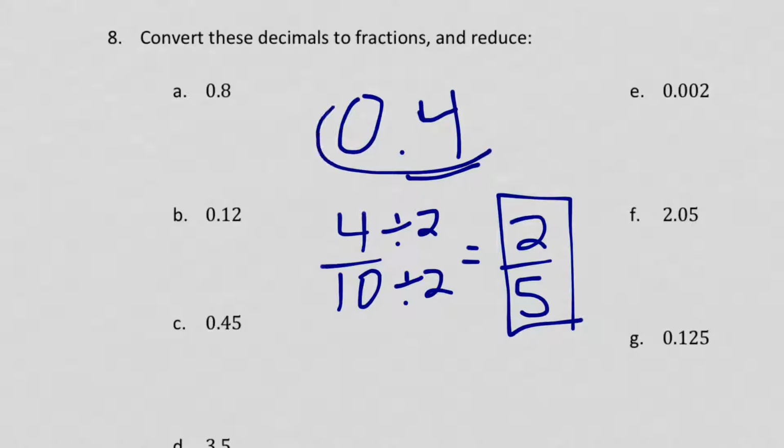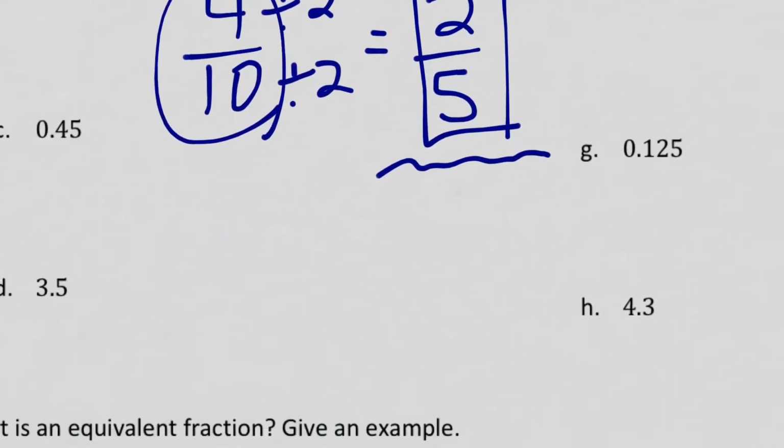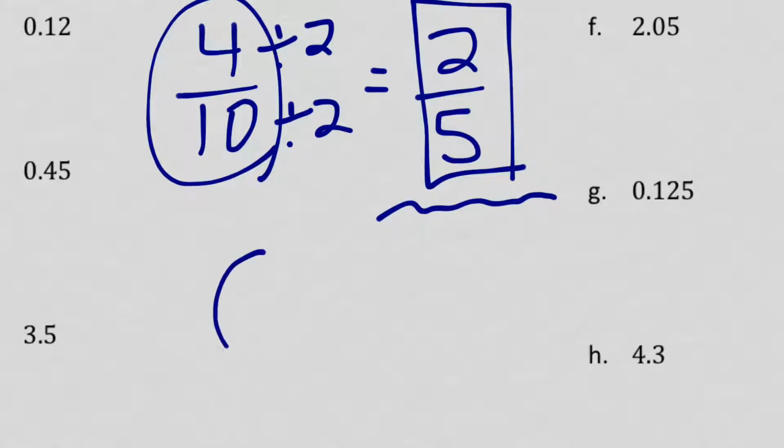So once again, we started with 0.4. 4/10, if you divided that on a calculator, you'd get 0.4. So that answer is in fact correct, but what's considered to be a better answer is the fraction in its lowest terms.